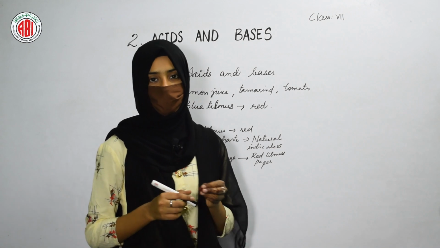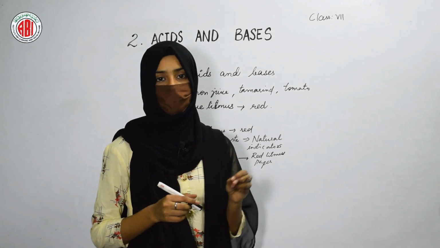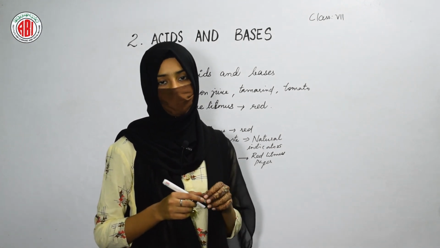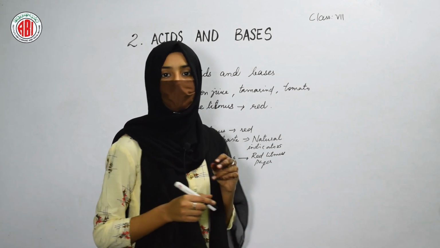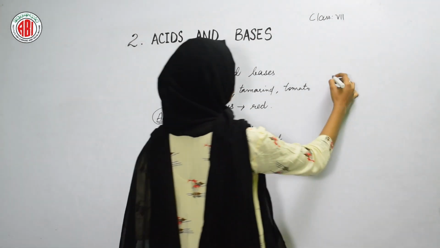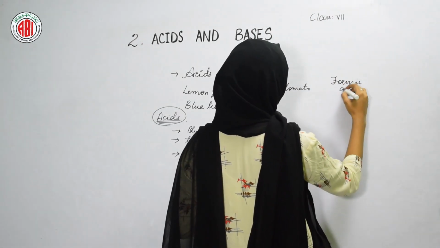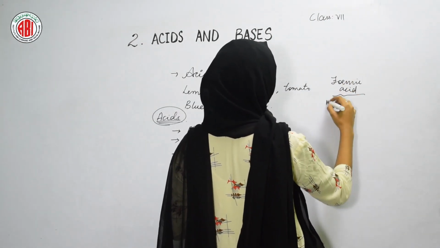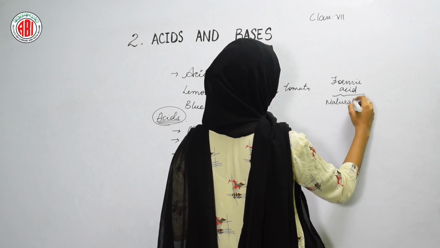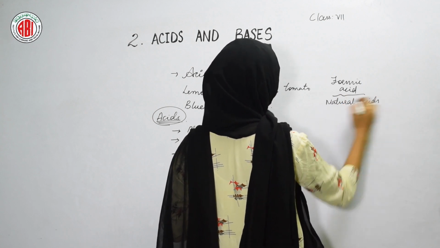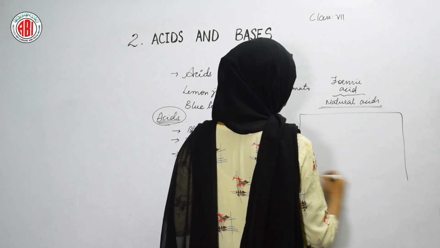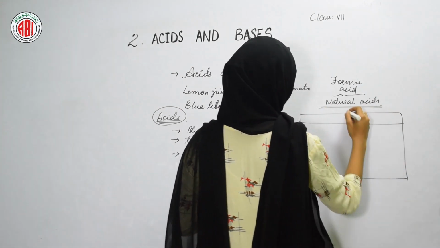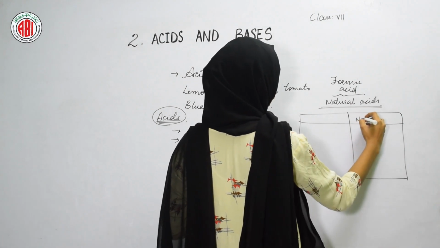Have you ever experienced a burning sensation when you have been bitten by an ant or a honeybee? That burning sensation is due to the release of formic acid. Formic acid is a natural acid. There are certain acids that are found naturally, and those acids are called natural acids. Let us take the examples of some substances that contain natural acids in them.